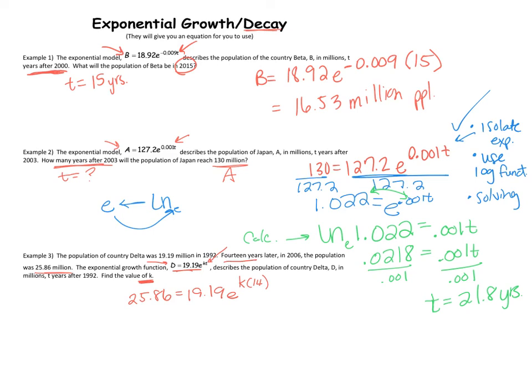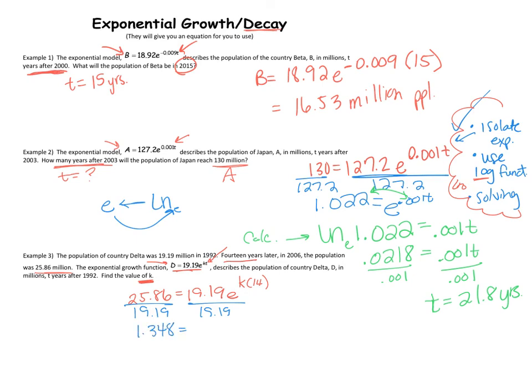Okay, so this looks exactly like the last problem. We want to go through our steps again, right? We want to first isolate the exponent. We want to use a log. In our case, that log is going to be a natural log because we've got an exponential growth and decay is going to be that e. And then we want to solve, all right? So let's do it. I'm going to first divide by that 19.19. That's going to give me about 1.348.